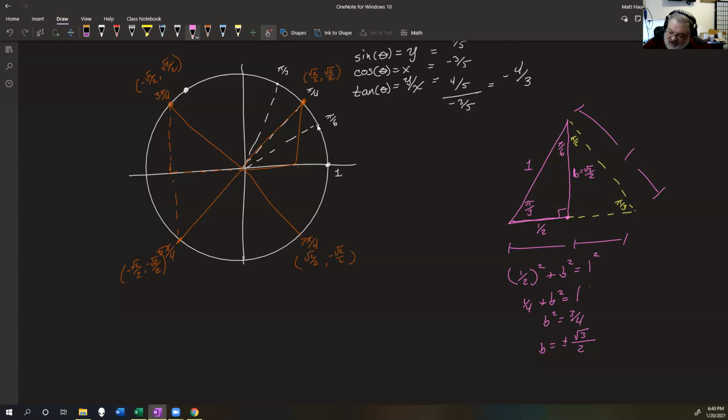But it does allow us to then know what these coordinates are. The pi over 3, for example, is over 1/2 and up square root of 3 over 2. So 1/2 and square root of 3 over 2. The pi over 6 is the same triangle. It's just laid down instead. So the longer side is now the x, the square root of 3 over 2, and the shorter side is the y, the 1/2.